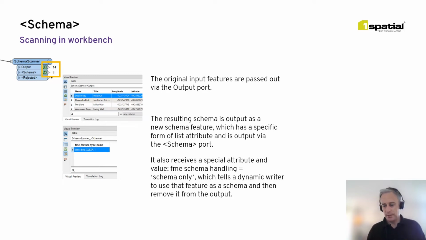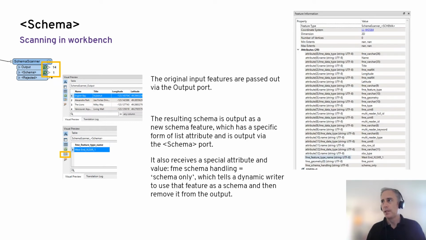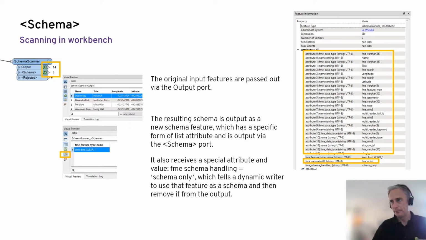We need to, of course, look at the feature information window to explore that further, bringing that up. And outputs here are obviously a list, an attribute, and you'll see here the various names of the fields and the data types listed out individually. And this should be listing here the schema only transformer. That is something that is quite unique to this transformer, and we need that when writing dynamically.